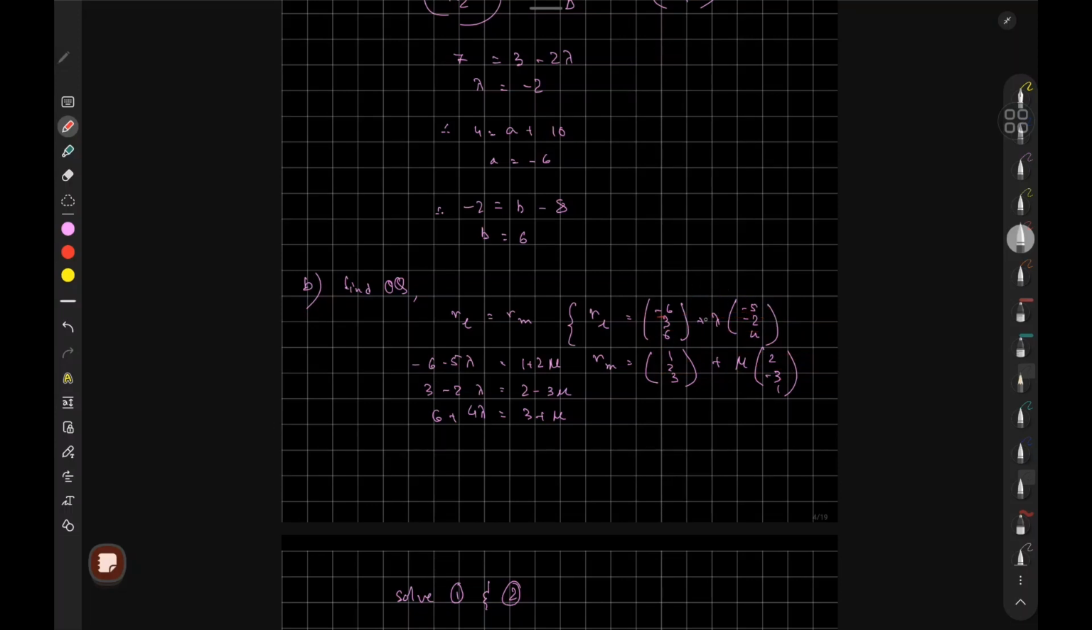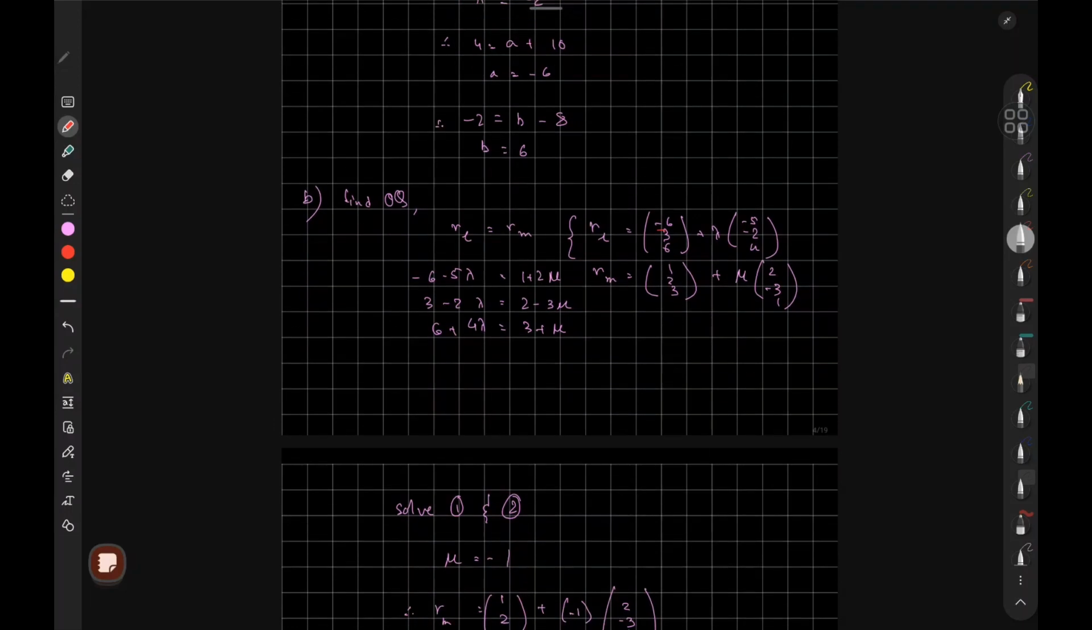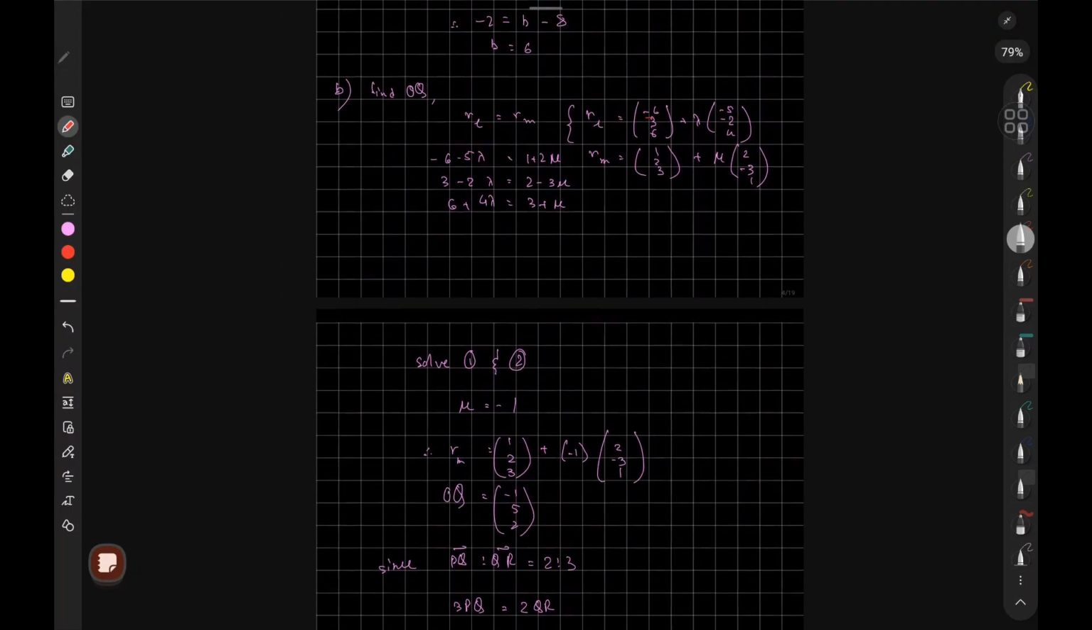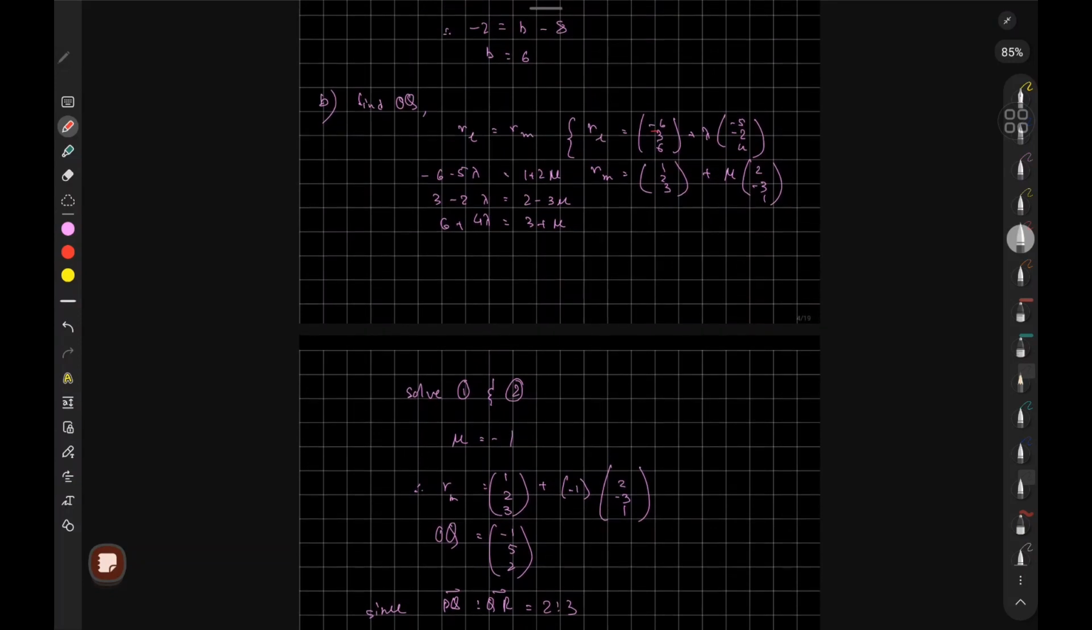So minus 6 minus 5 is equal to 1 plus 2. You do the same for all these 3, for the i coordinate, the j coordinate, the k coordinate, all of them. And you have 3 equations. From here, you use 2 equations and you find mu. Very simple. Use your calculator, solve them simultaneously, and you're going to get mu.